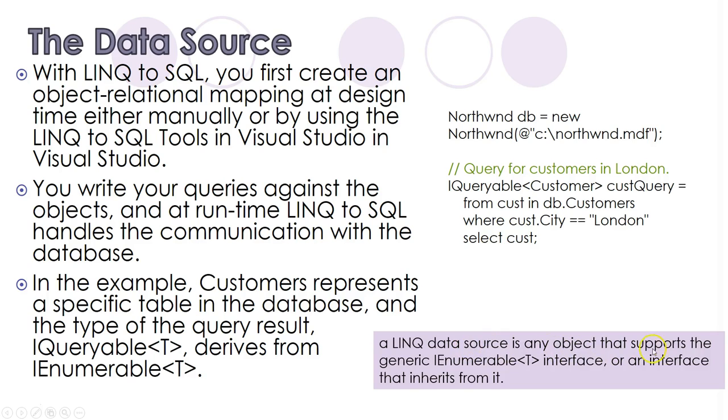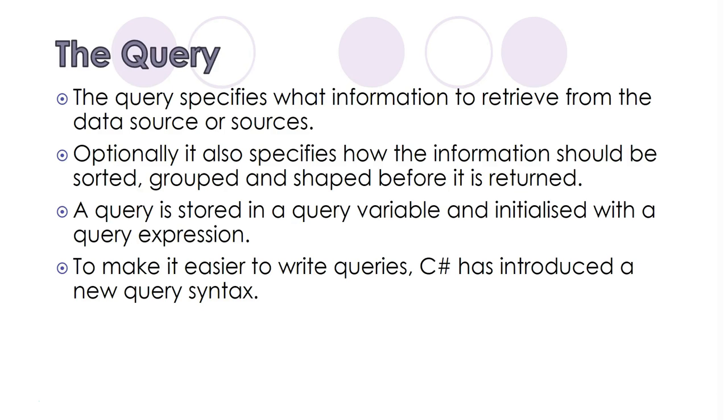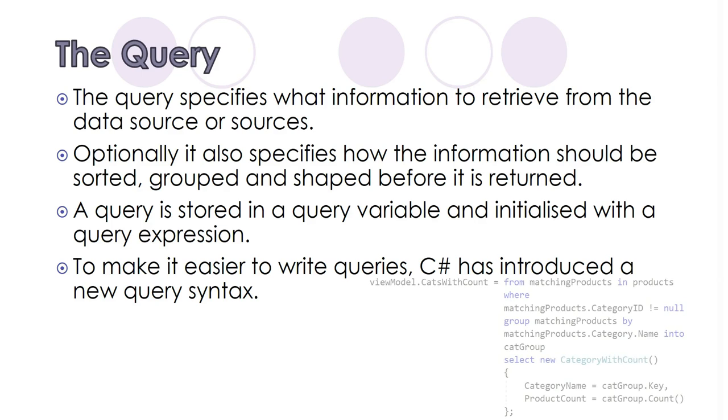A LINQ data source is any object that supports a generic IEnumerable interface or an interface that inherits from it. So the query specifies what information to retrieve from the data source. Optionally, it also specifies how the information should be sorted, grouped, and shaped. You have seen this code in the lab assignment, which says from matching products in products, where matching products.cref id is not equal to null. Now, where is a condition, and then it says group matching products by matching products.category.name into cat group.